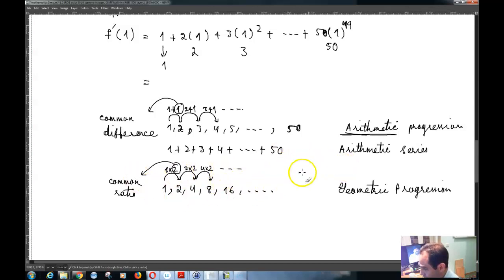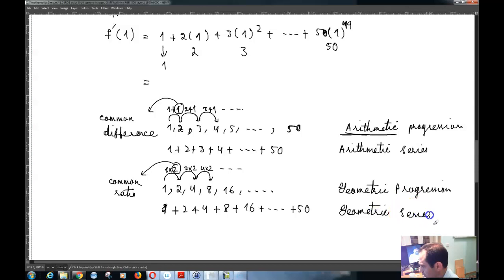So this was basically all about the geometric progression. And of course, if you write 1 plus 2 plus 4 plus 8 plus 16, for example, all the way up to, for example, 50, then this is going to be called a geometric series. So arithmetic series, geometric series. Okay. So now we can simply forget about the geometric part, because we don't need to work with it right now.